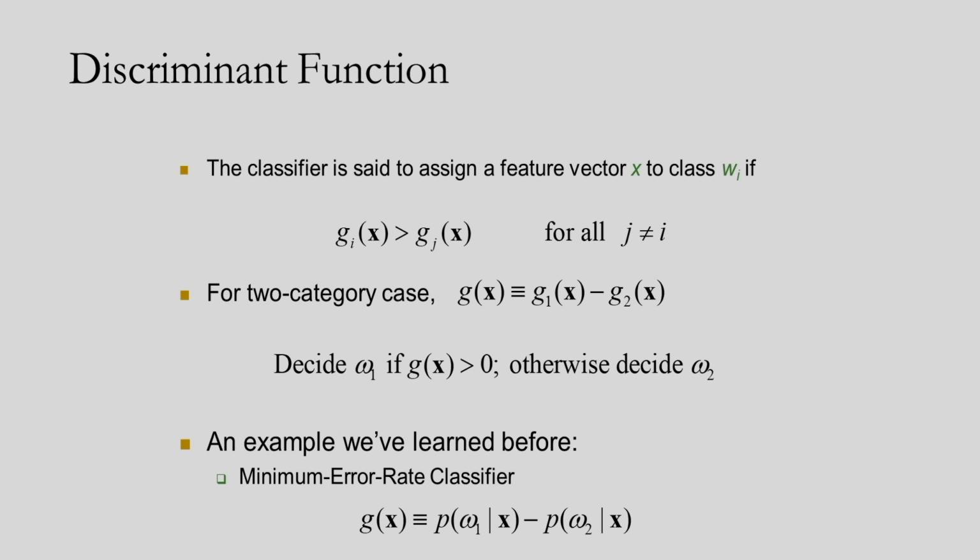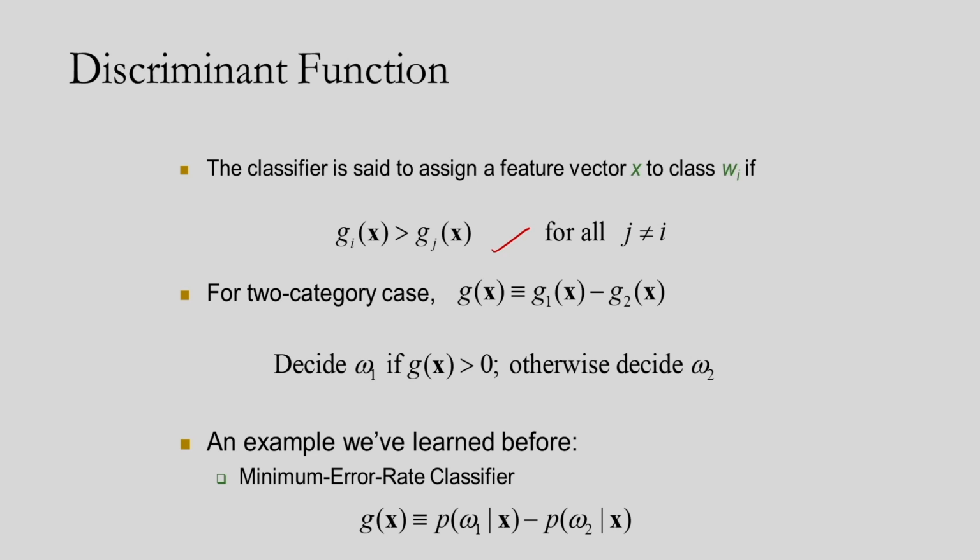Now this feature vector x can be assigned to a particular class. The particular class is Wi. Based on this condition, the condition is if Gi(x) is greater than Gj(x) for j not equal to i, corresponding to this I can assign the feature vector x to the class Wi. This is based on the discriminant function.